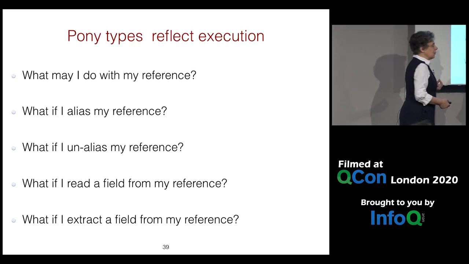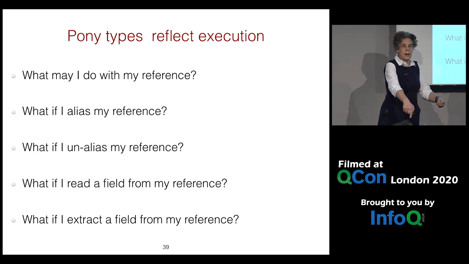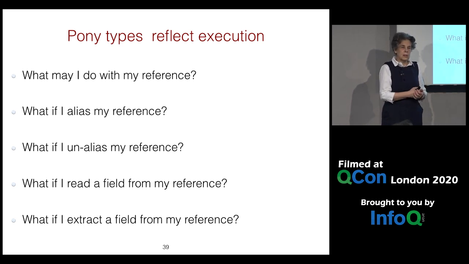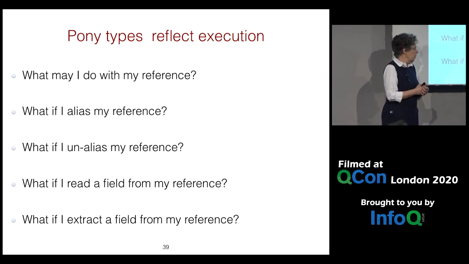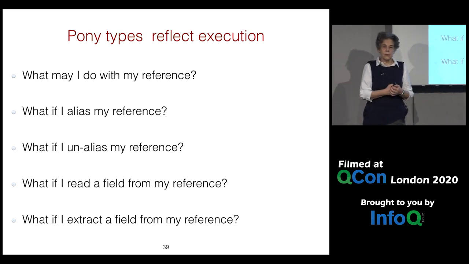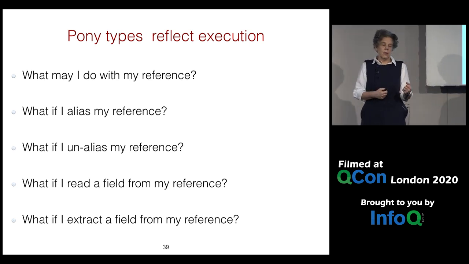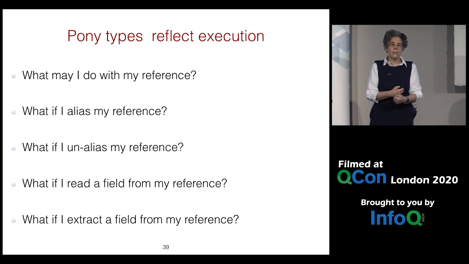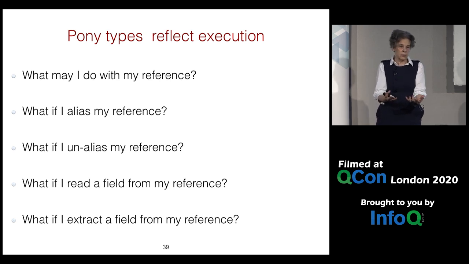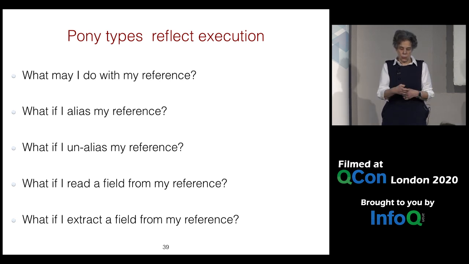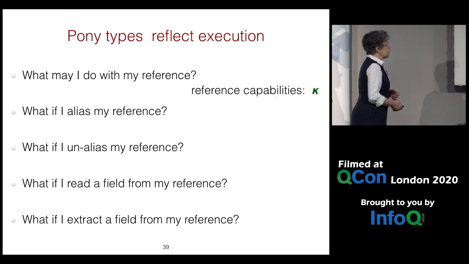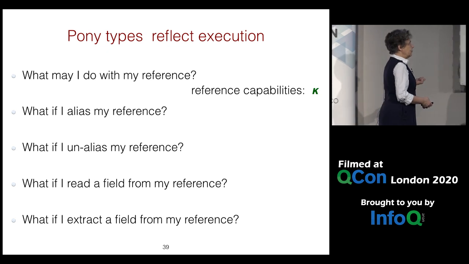What if I read a field from my reference? I follow the path. And what if I extract a field? I overwrite the value of a field in an object. Now the object that was the old value of the field has got one less path to it. What can I do with that? And the answer is, what can I do with my reference?